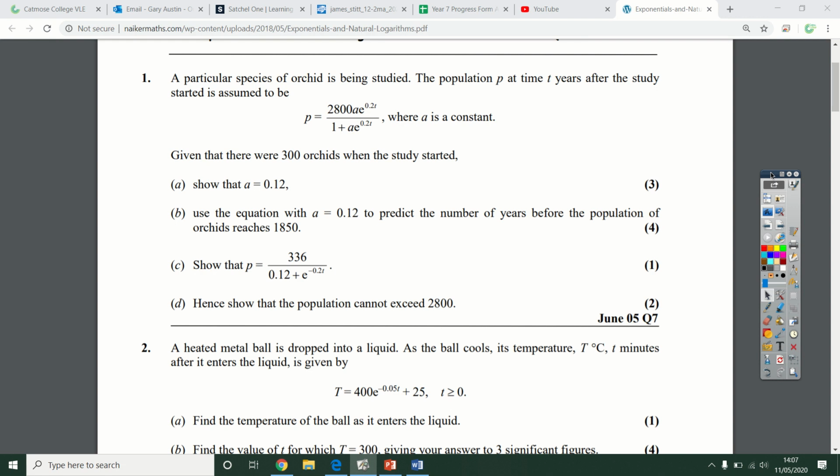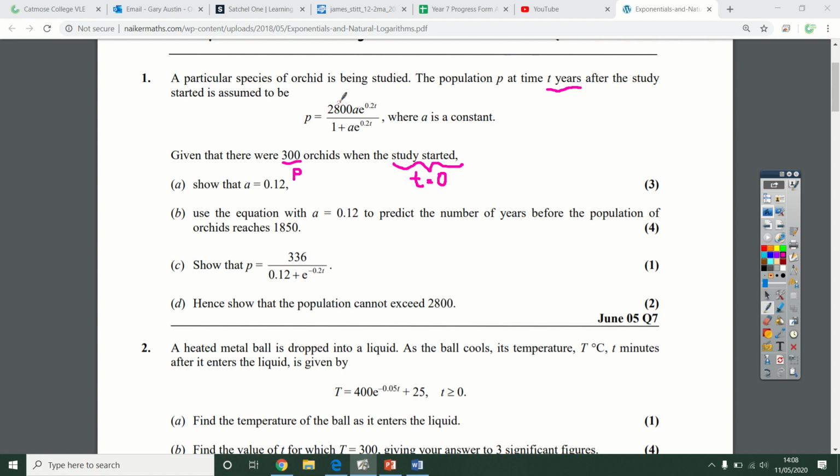It's to do with a population of orchids modelled against time. When I read the question, I always make sure that I'm checking the units that are used because you never know if that might change in the question. It might change to things like months or days. Given there's 300 orchids when the study started, I'm thinking about the initial value, so t equals 0, and this 300 is the value of P. So using that, show that a is 0.12.